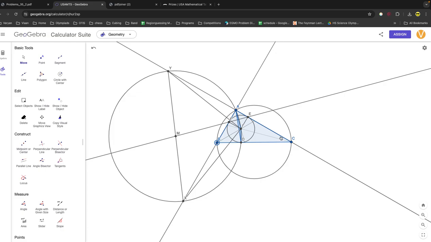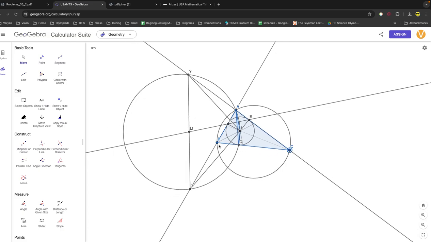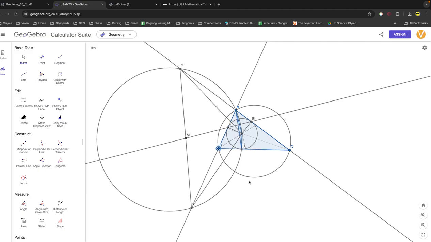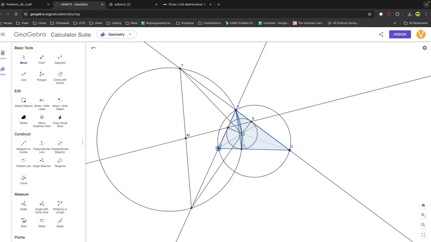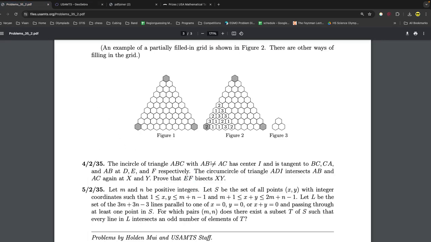because this is my first year actually learning how to write proofs. But this is a good tool to help you notice stuff. So we have triangle ABC, as you saw in the question, and it has an incenter of I right here, because it said the incircle has center I, and it says it's tangent to BC, CA, and AB at D, E, and F respectively.